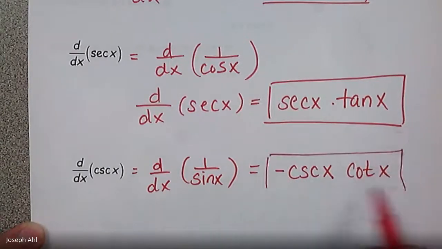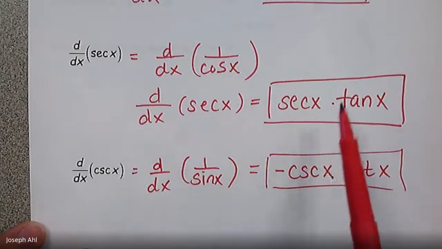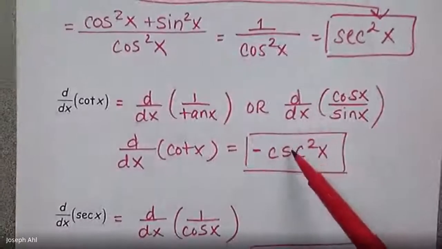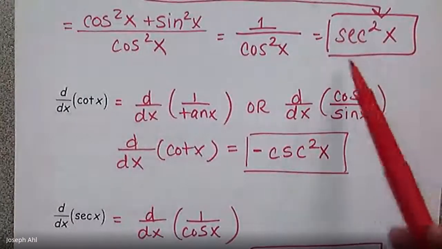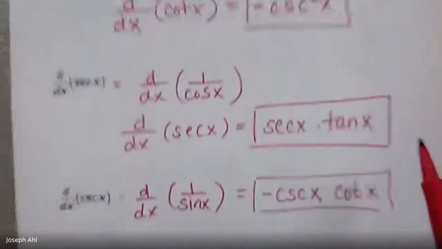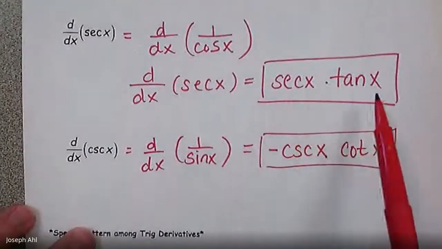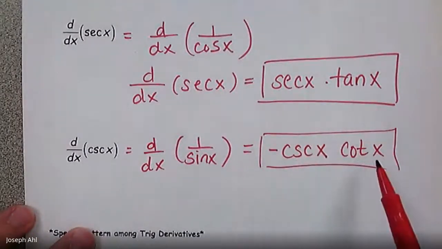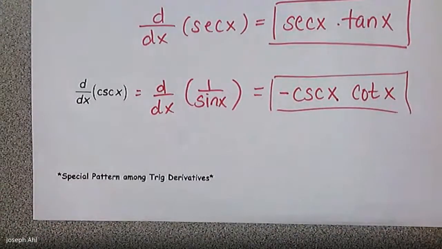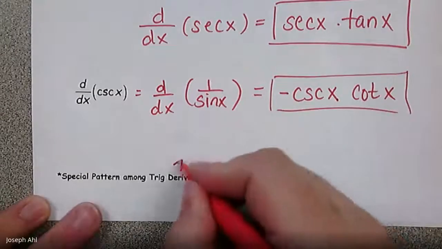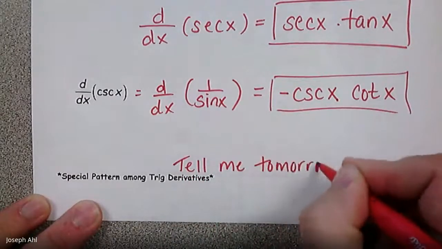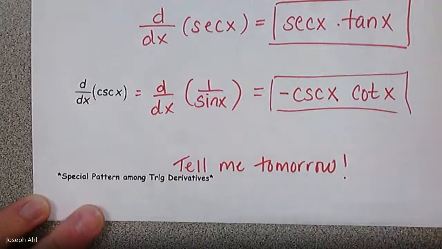So compare these last two answers. Notice how in each case we get like 1 positive, 1 negative, right? Same thing happened up here. And what's the relationship with secant squared and cosecant squared? What's the relationship with secant tangent and cosecant cotangent? Do we know that special pattern? Tell me tomorrow what you think this special relationship is.